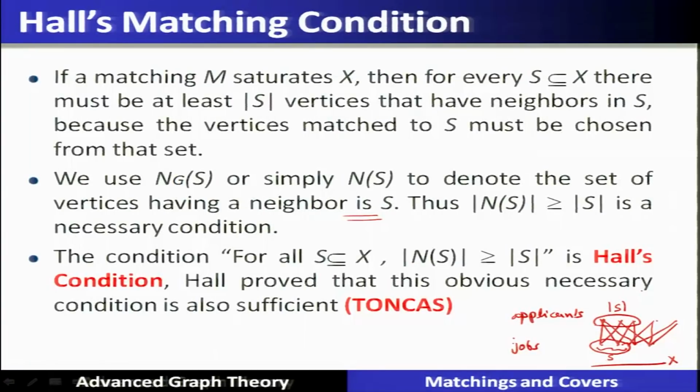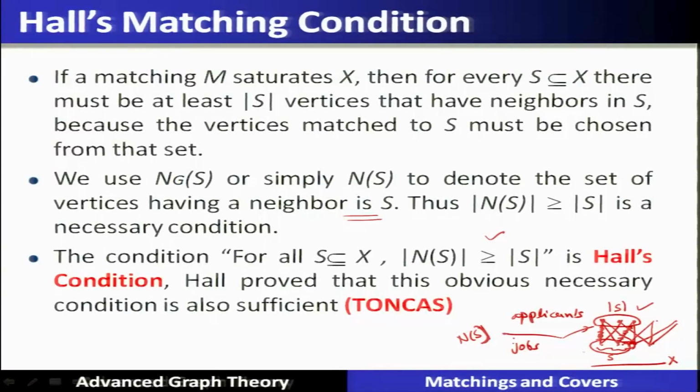So, we have to define the neighborhood of S. This is the neighborhood of S. These set of vertices which are being matched by these edges are basically matched on the neighborhood of S, that will be on the other side, that is in the applicants. So, this particular condition is called Hall's condition.